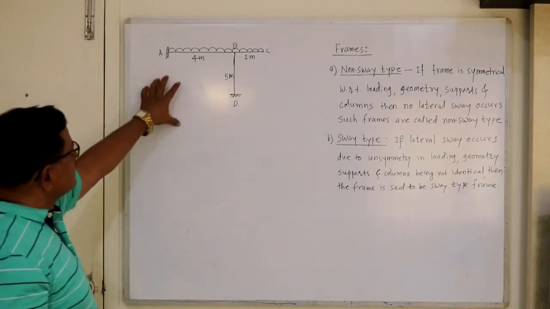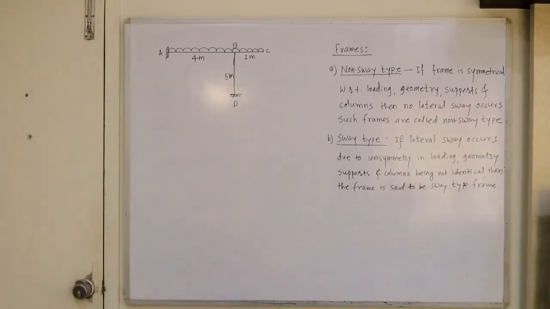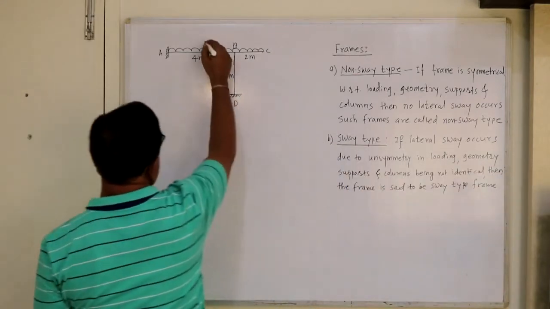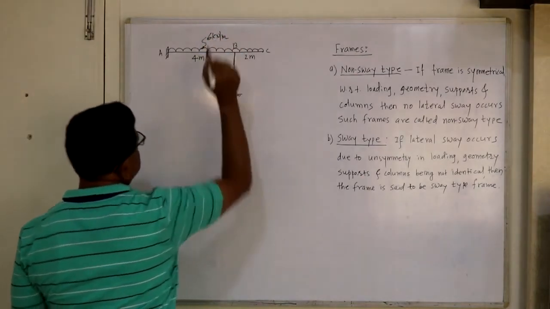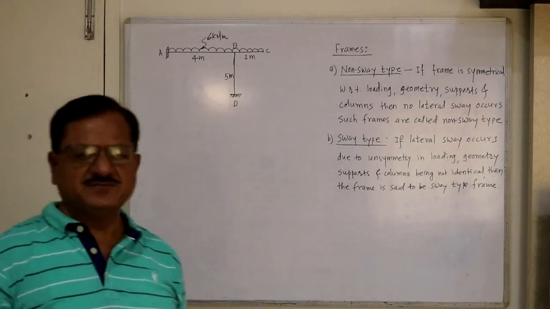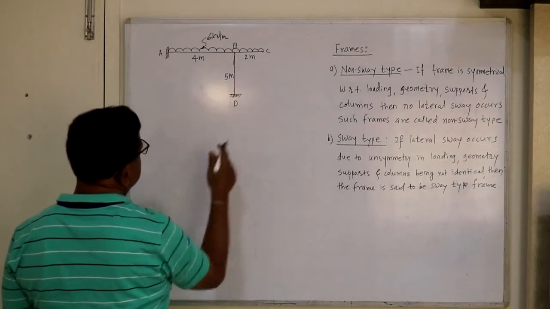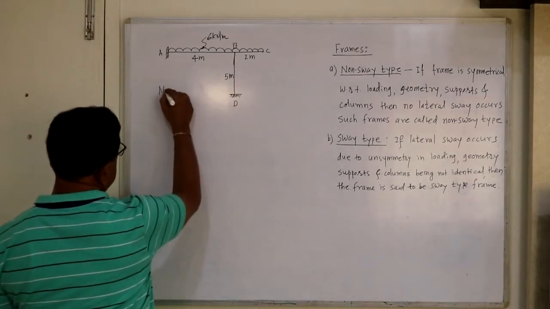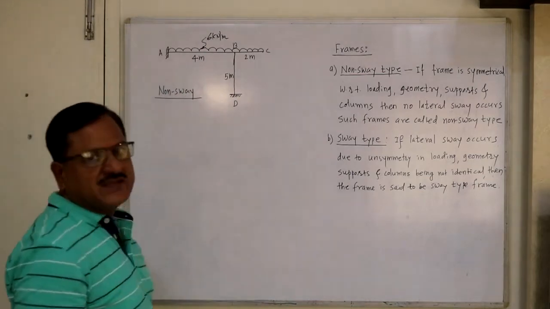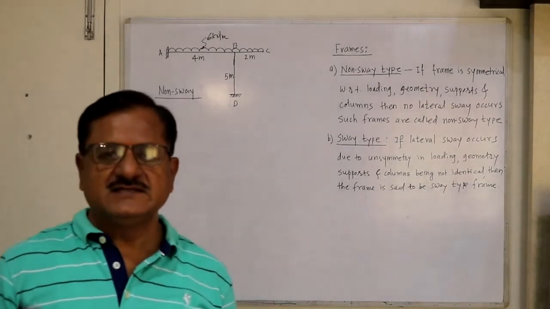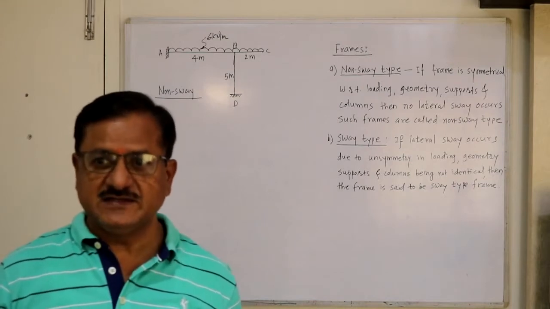So let's consider the first problem. This is a simple type of frame subjected to a UDL of 6 kilonewton per meter. So A, B, C, D. This is a simple frame actually. See, this end is fixed, and in such a type of frame there will not be any sway. So this is a non-sway type frame. If the given frame is a non-sway type frame, then the analysis of the frame is carried out exactly similar to a continuous beam. There is no change in the procedure.